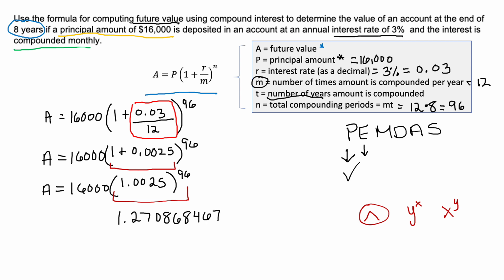1.27086847. And you always want to keep the decimals as long as possible while you're working the problem, and then at the end of the problem, you can round. If you round while you're working the problem, you'll have rounding error when you reach your final result. So just wait until the end to round your decimals.